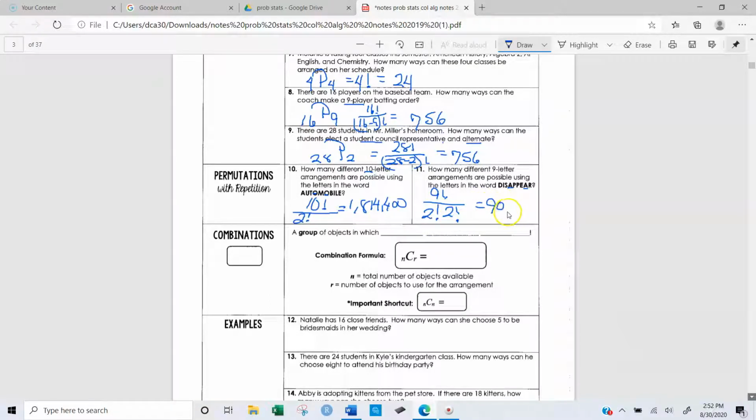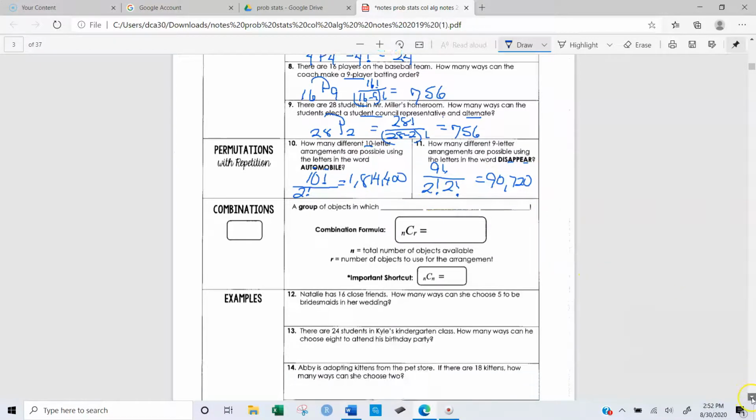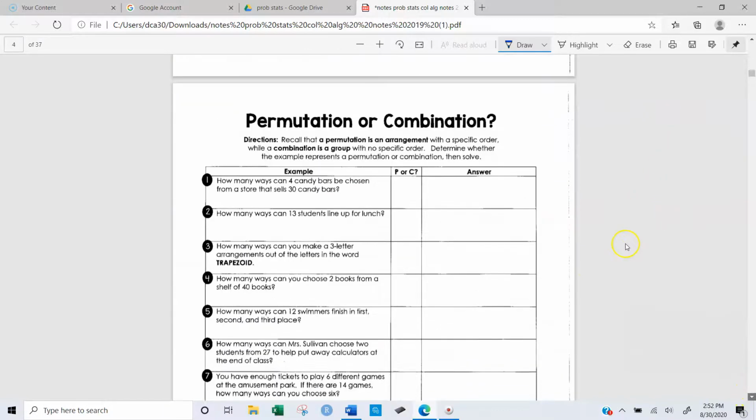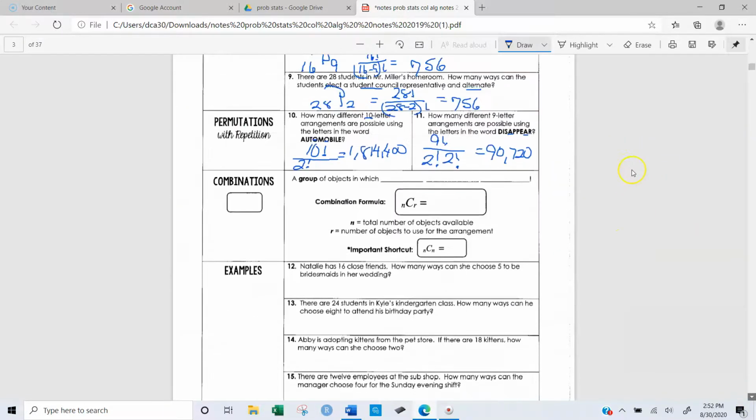That gives you 90,720 different ways. All right, that covers permutation. Remember, in permutation, order matters.